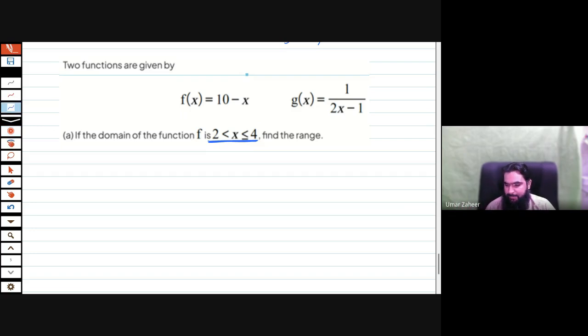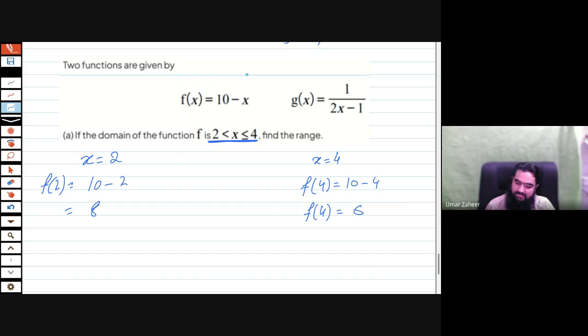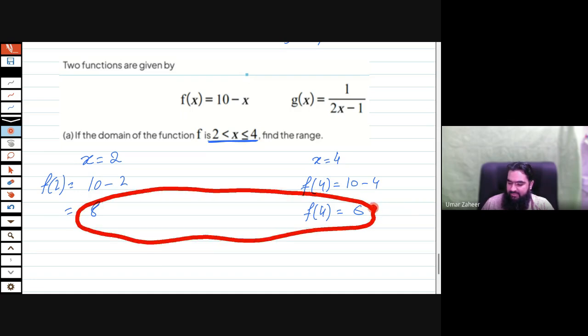Let's see how to substitute. We are going to substitute x is equal to 2. So f of 2 will be 10 minus 2. It will be 8. And for the second value, the biggest value in this domain is 4. So f of 4 is equal to 10 minus 4. So you will get 6. So always remember, if we are talking about the range, the range of this function always lies between 8 and 6.